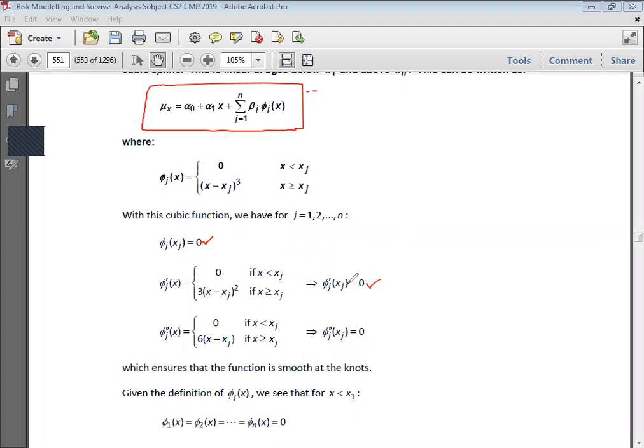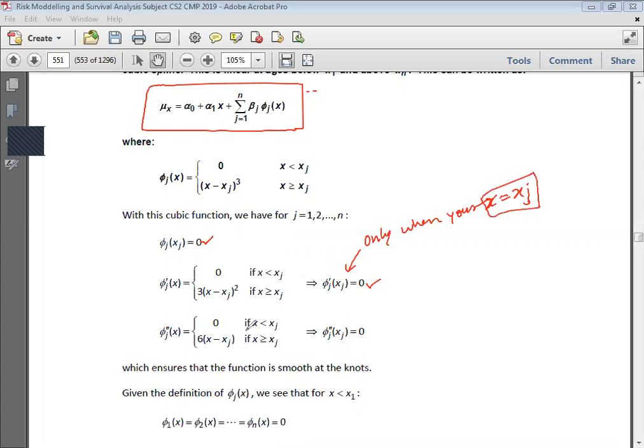Whenever you have x equal to xj, the derivative will be equal to 0, not everywhere. So only when your x is equal to xj. Let me just write this here. Only when your x is equal to xj. Okay, so this is the case.